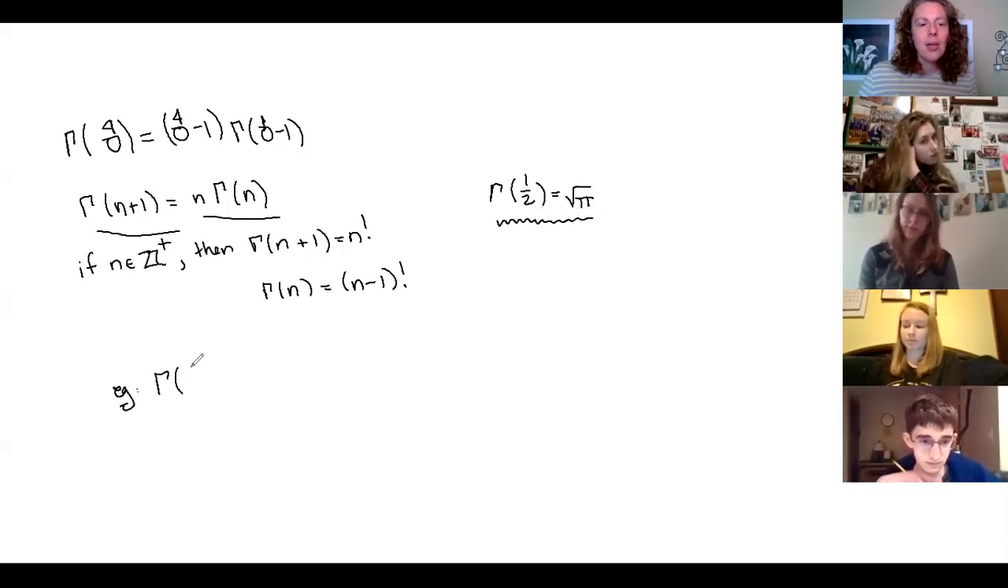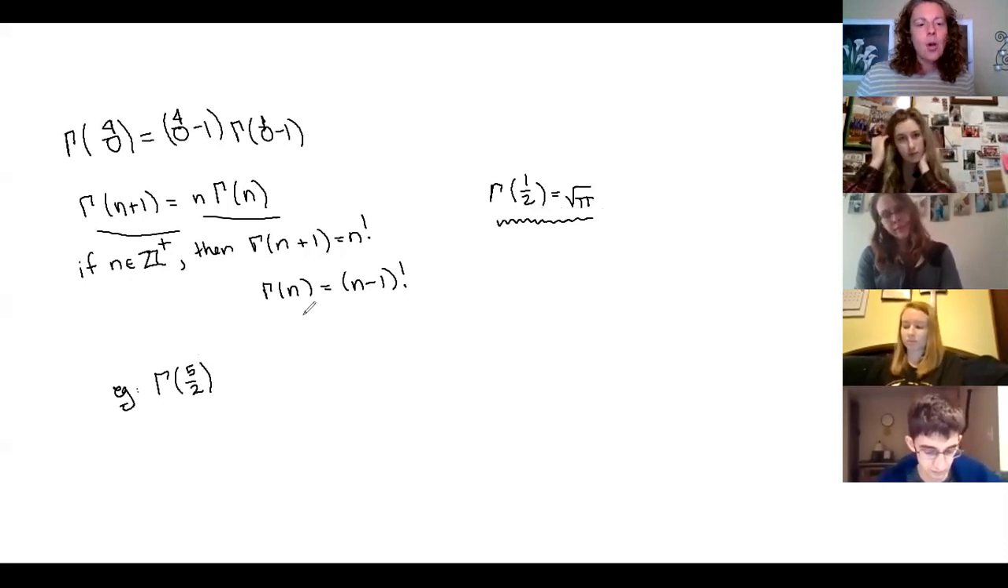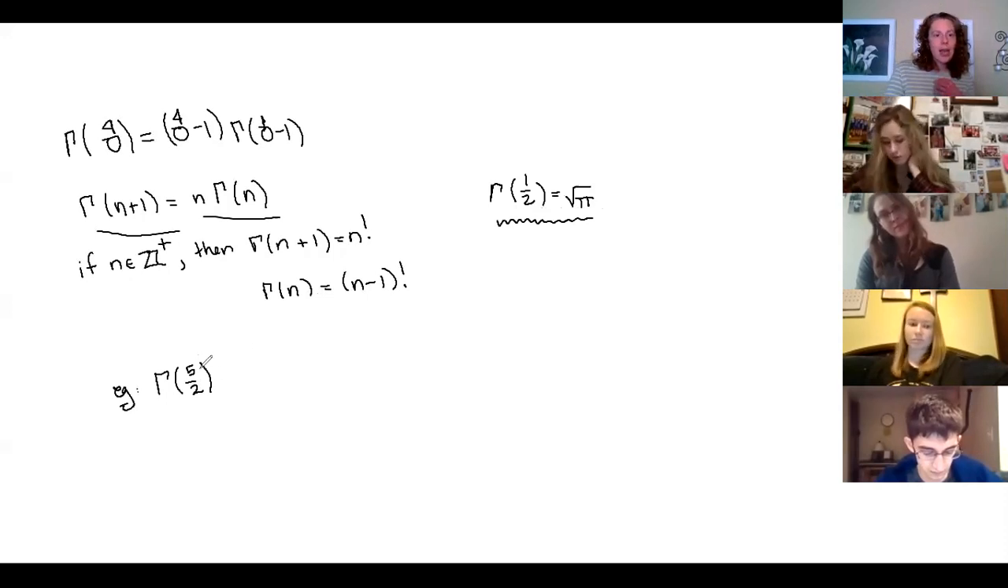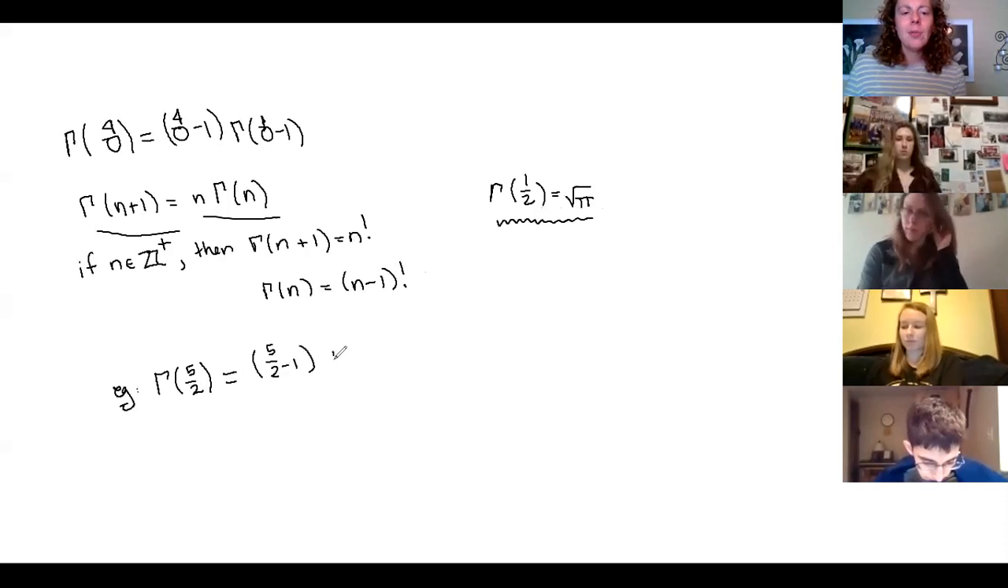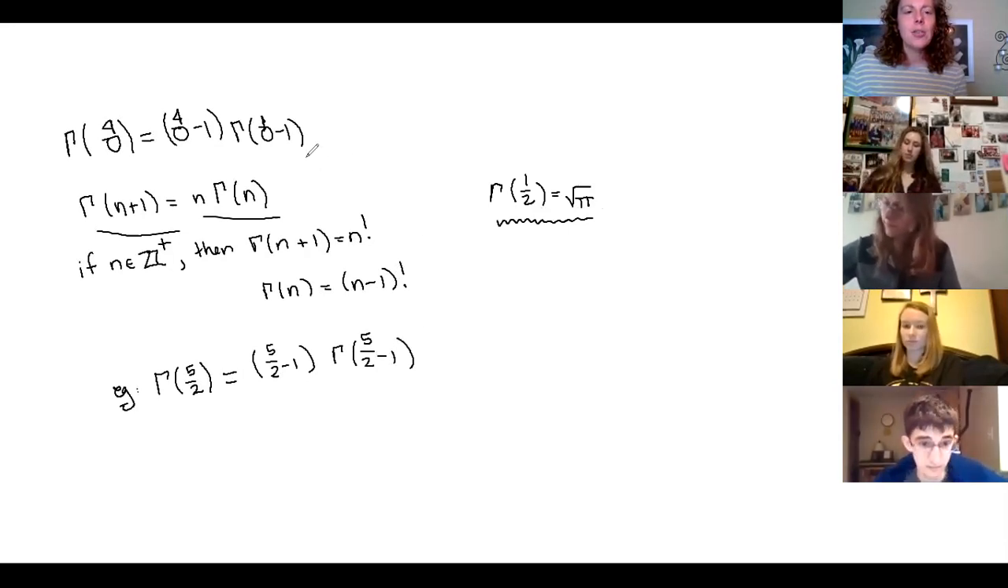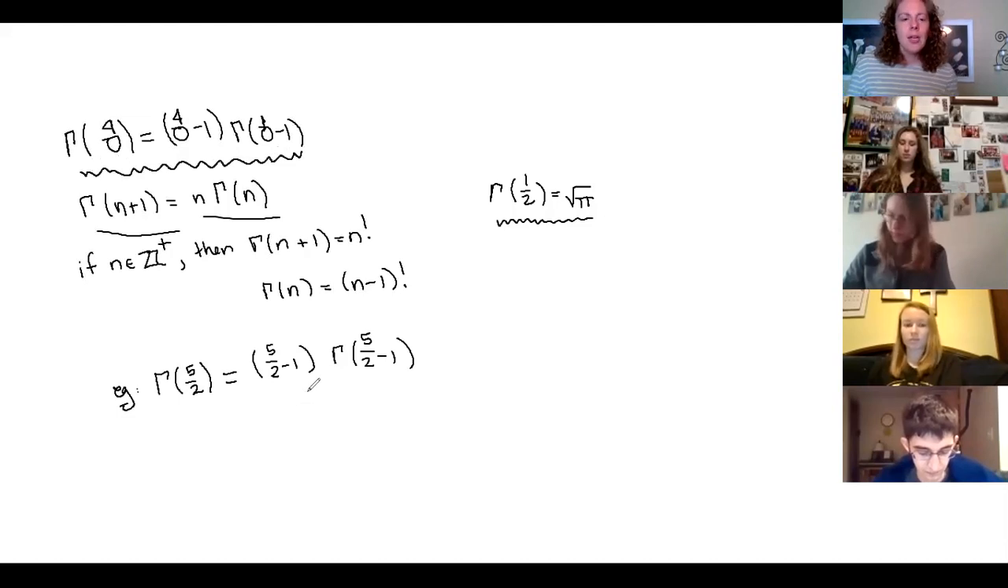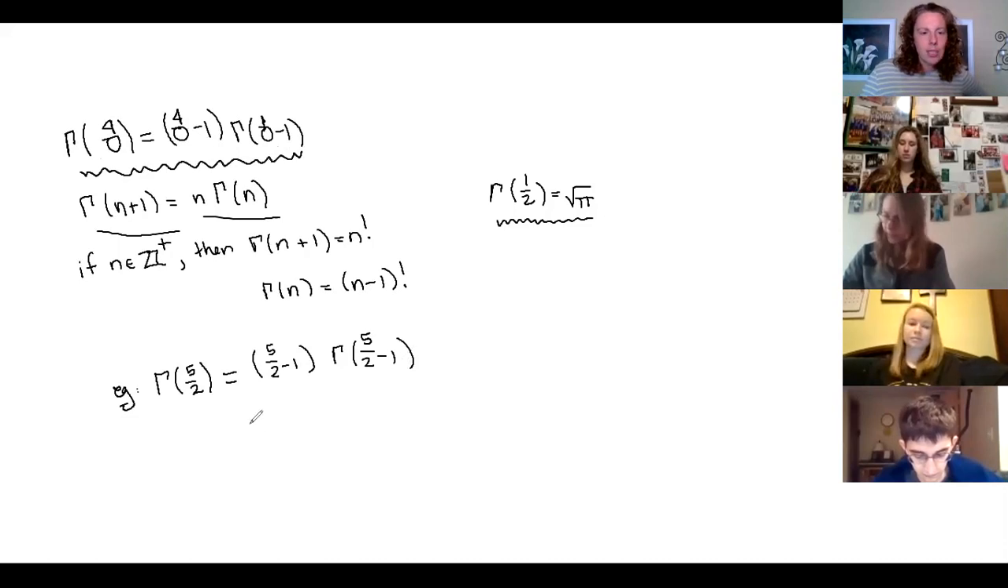For example, if I want to do the gamma function of 5 halves. This is not a positive integer, right? 5 halves is not a positive integer, so I can't use my factorial rules. This doesn't work, so I've got to do my recursive rules. Using the sailboat rule, gamma of 5 halves is 5 halves minus 1 times gamma of 5 halves minus 1. So we can do a little simplifying.